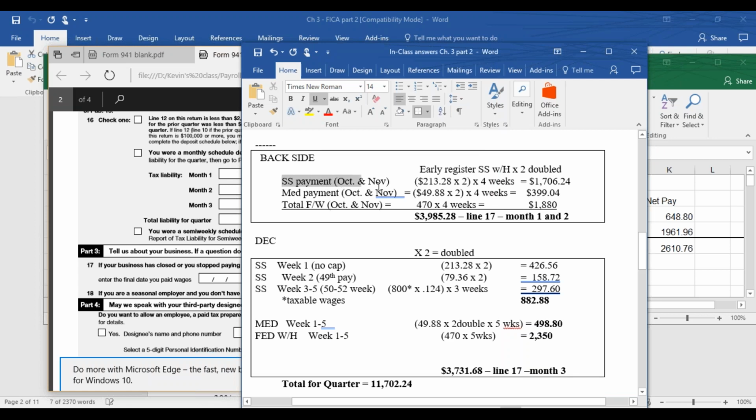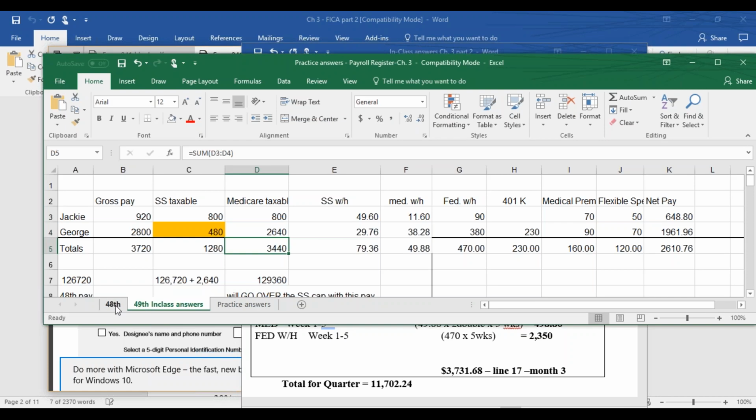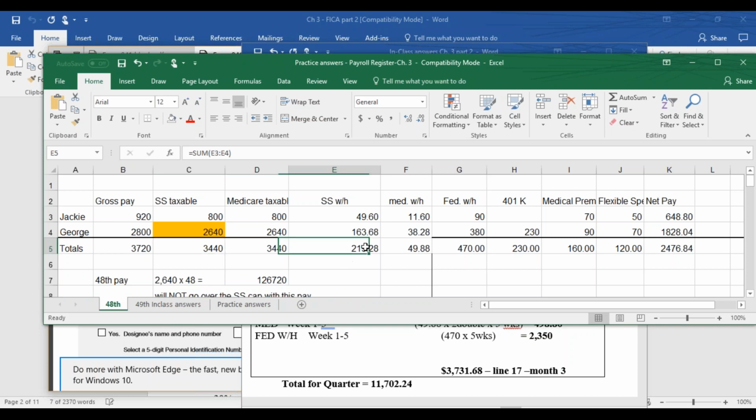Social Security for October or November, because they're going to be the same. We take the 213.28. Well, where did I get 213.28? Well, I just look back to any time before the first week of December. How much Social Security did I have collected from my employees? Well, I collected 213.28.